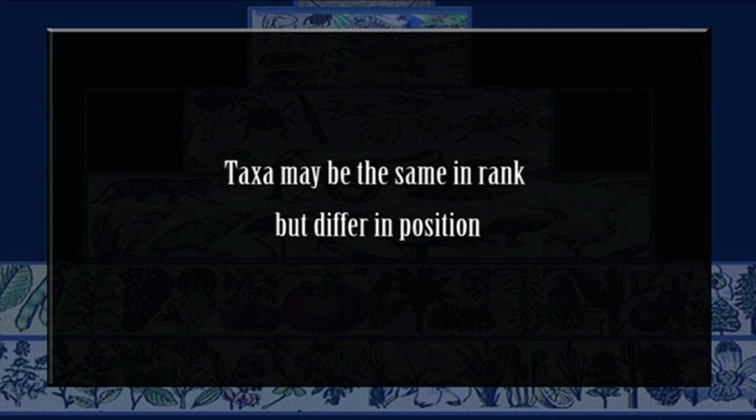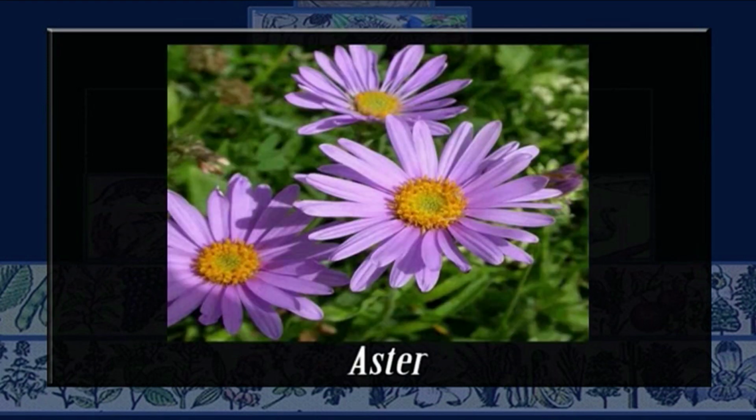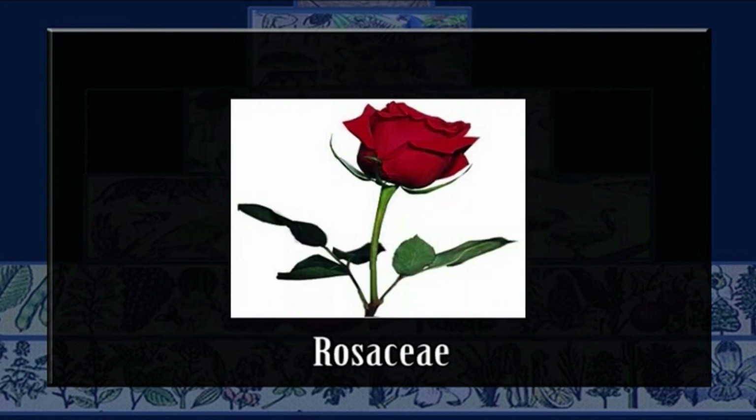In the taxonomic hierarchy, the relative position of a taxon is the placement of a taxon as a member of another taxon of the next higher rank. So, taxa may be the same in rank, but differ in position. For example, the position of Aster is as a member of the family Asteraceae, and the position of Rosa is as a member of family Rosaceae. Rosa and Aster are both at the rank of genus, but differ in position. The former is in the family Rosaceae and the latter in the family Asteraceae.